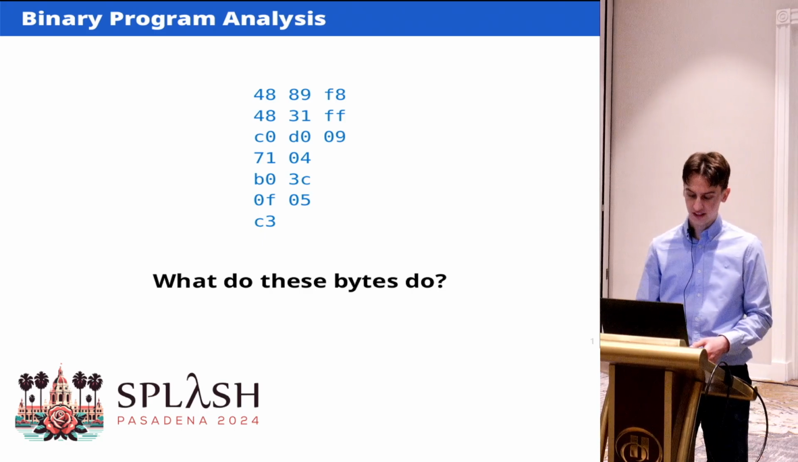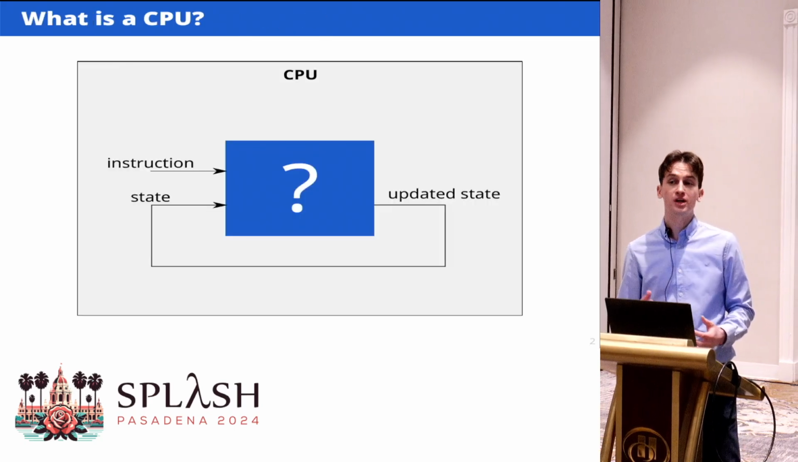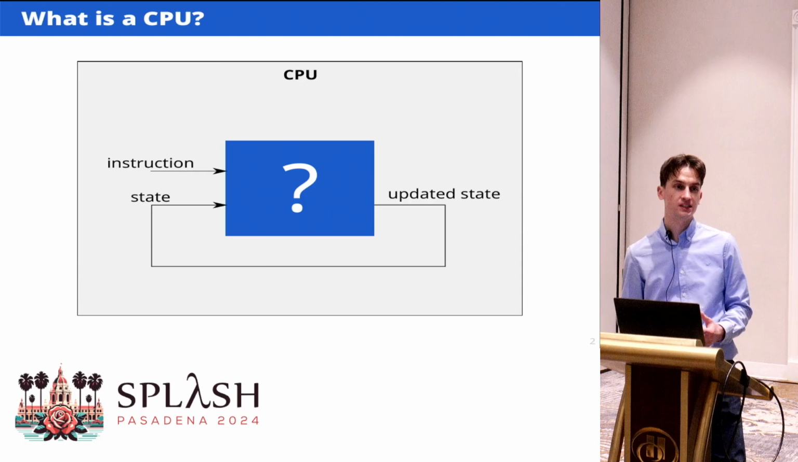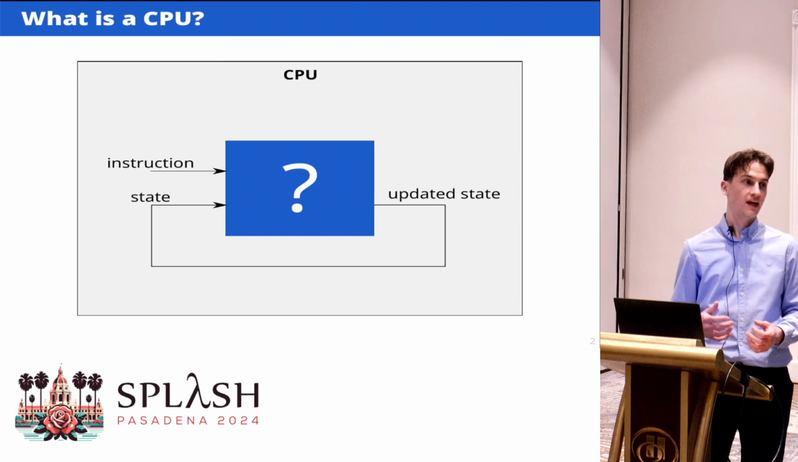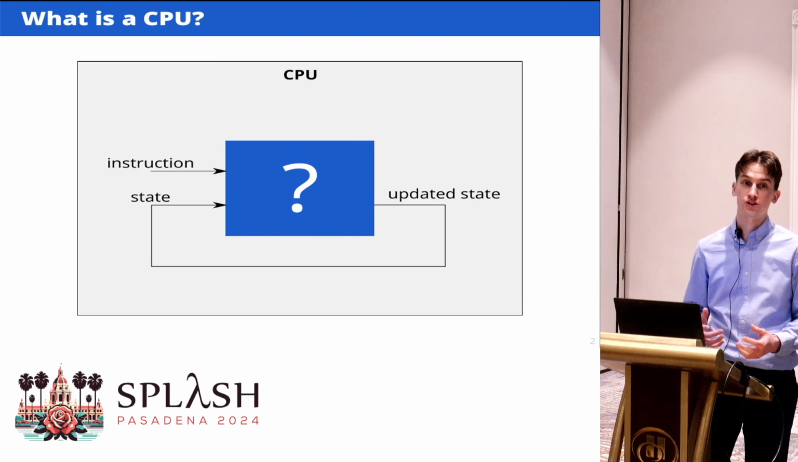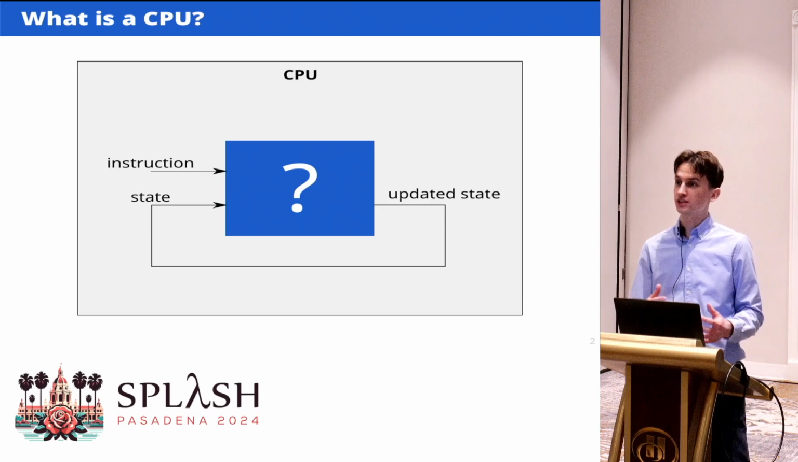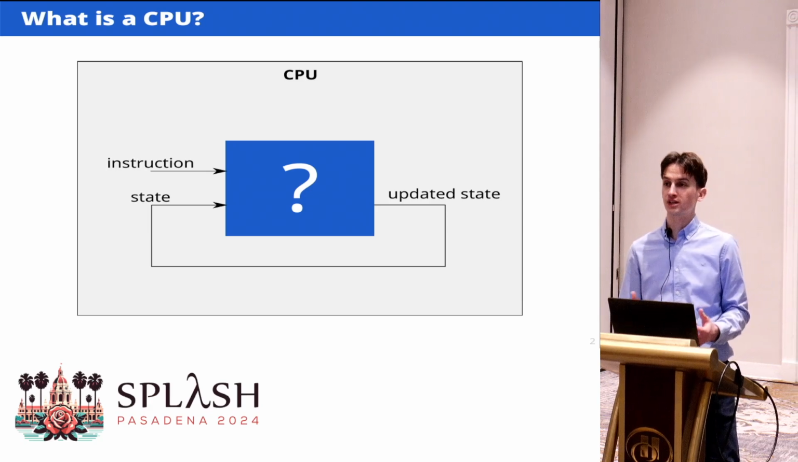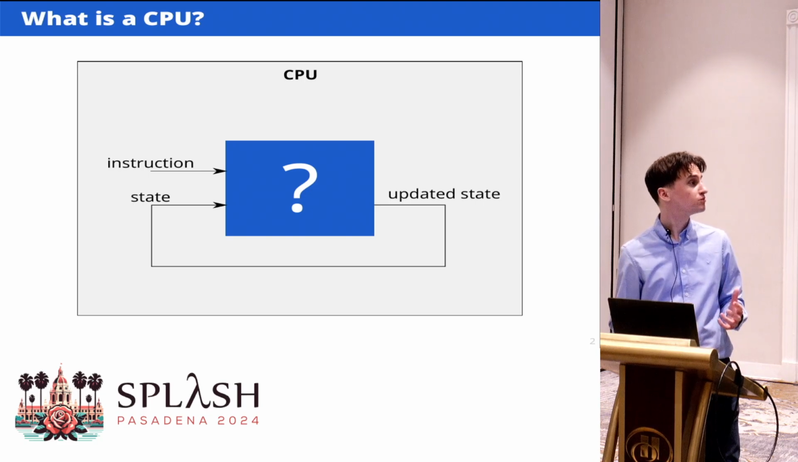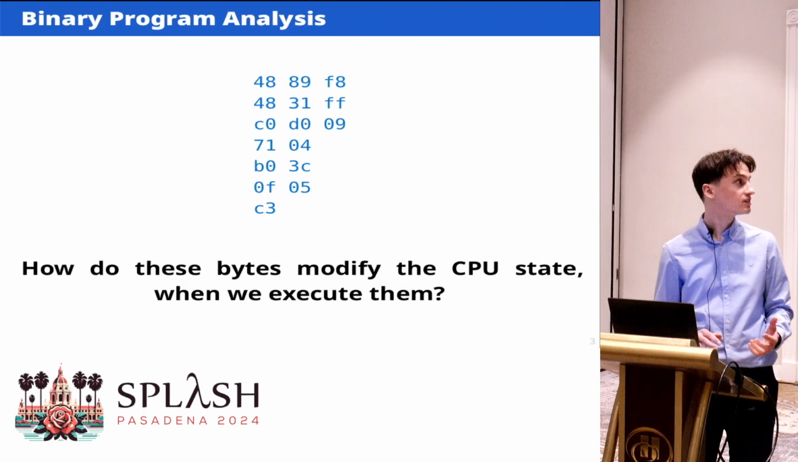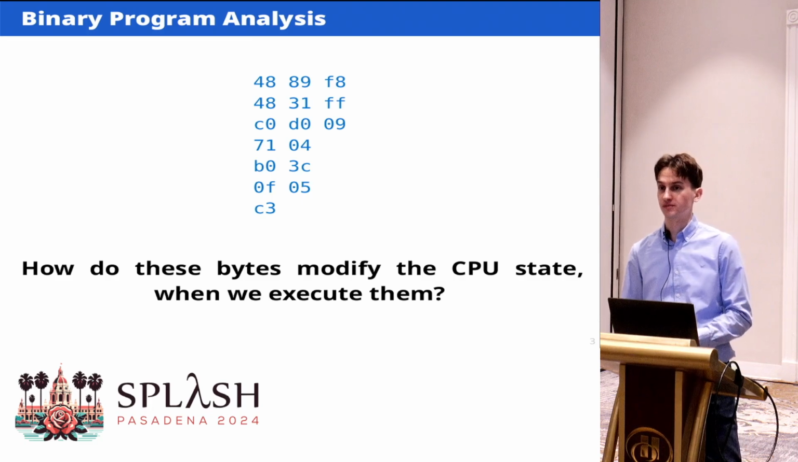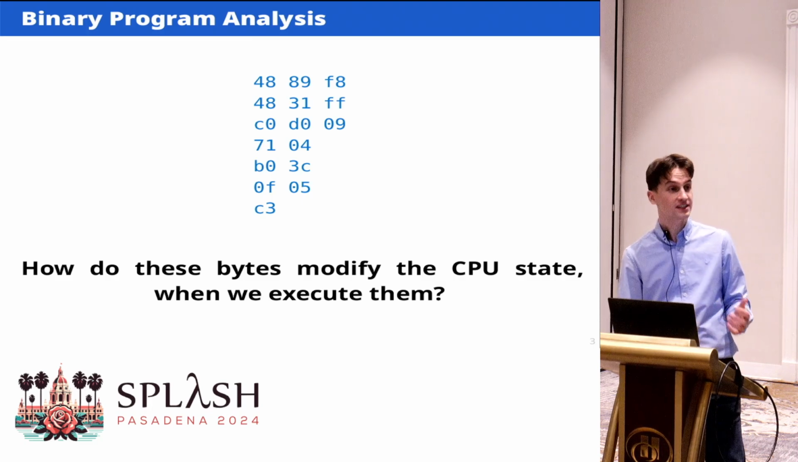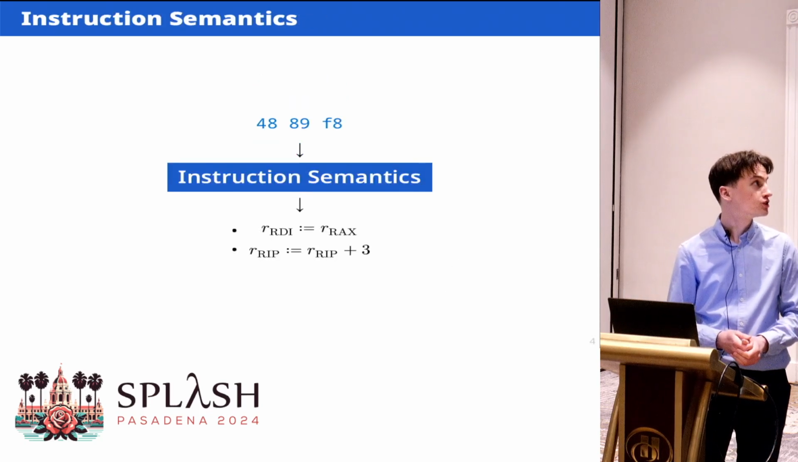So to make that a little more specific, from my point of view, a CPU is a machine that repeatedly updates CPU state. And it does this by fetching an instruction, which is just a sequence of bytes, and then according to this instruction, it performs some kind of modification to the CPU state. And so the more precise question to ask is, how do these bytes actually modify the CPU state when we execute them? And so that's essentially what CPU instruction semantics are.